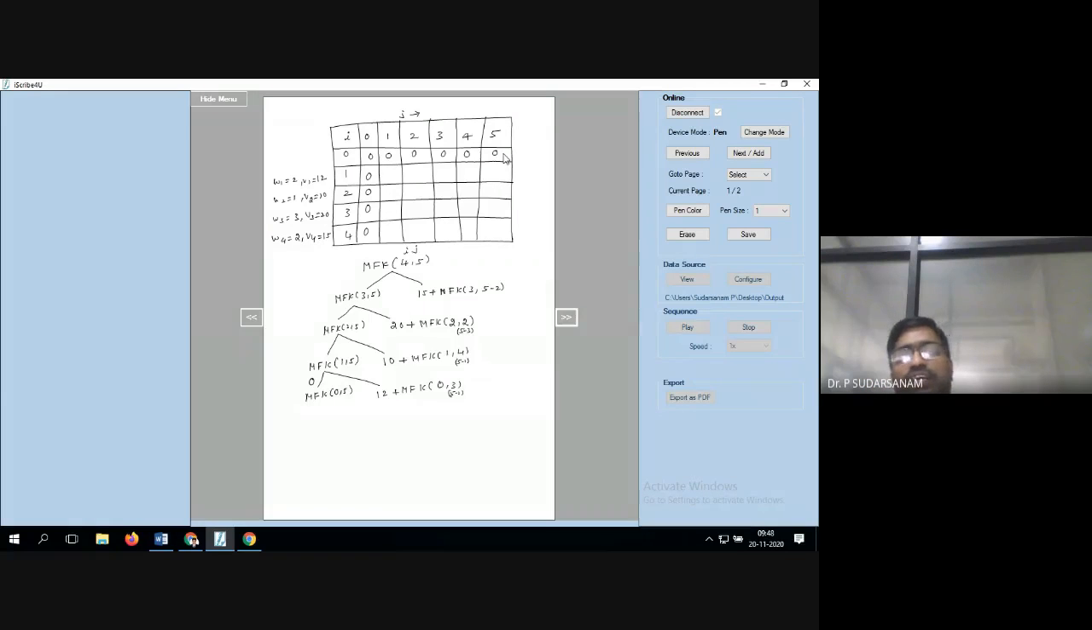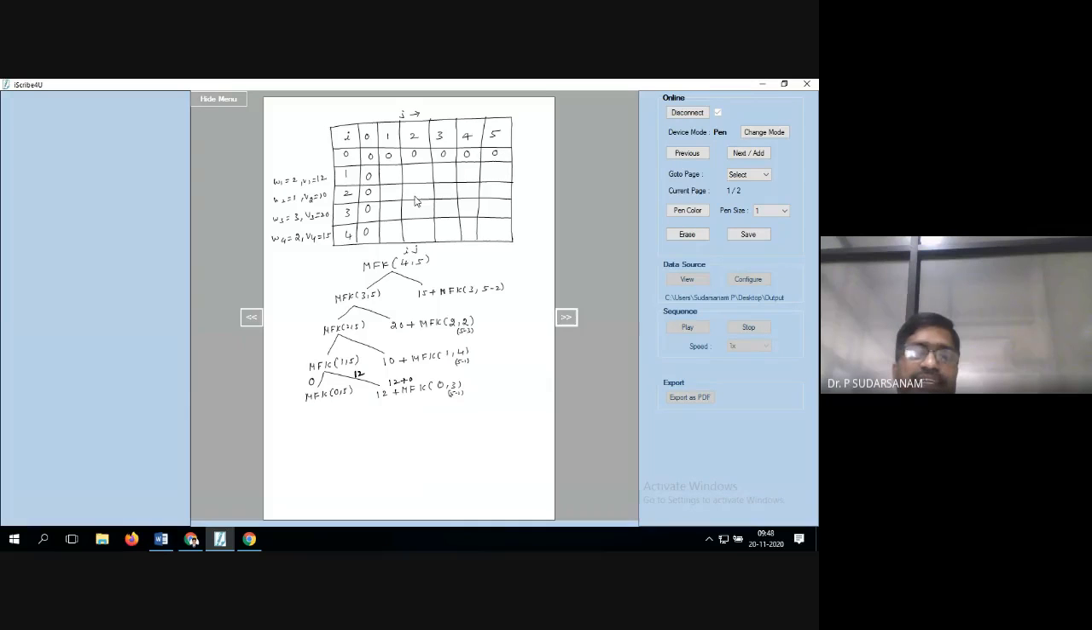Now I will go to the top. Now here this value is nothing but 12. MFK of 0 comma 3 also 0 only. That means this is nothing but 12 comma 0. 12 comma 0 is nothing but 12.